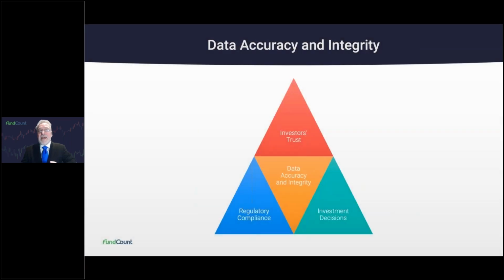So what about data accuracy and integrity? Maintaining the accuracy and integrity of all this data is paramount, but also a huge challenge. Any errors in data can lead to incorrect investment decisions, regulatory compliance issues, a loss of investor trust, and increased reputational risk. Alternative fund administrators must implement robust data validation and quality assurance processes.